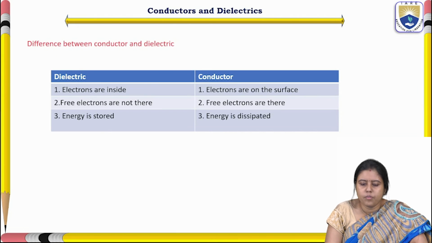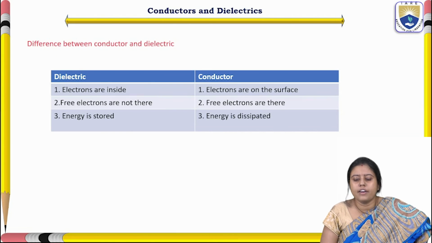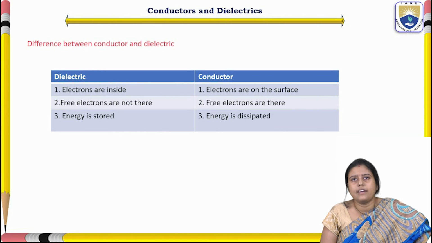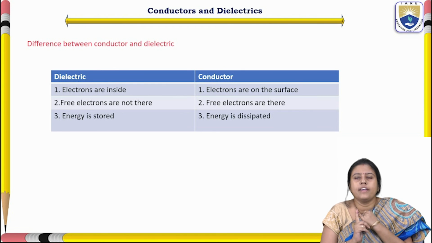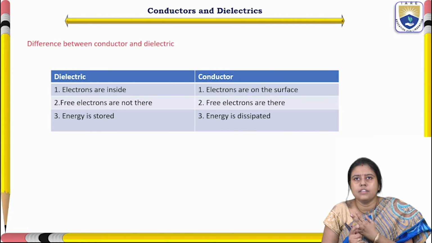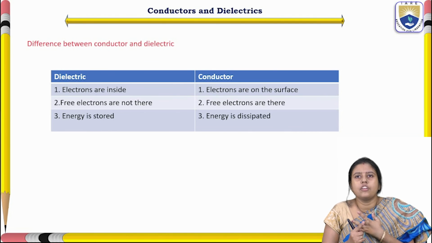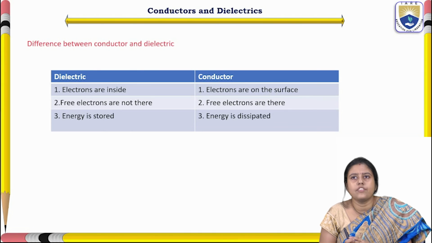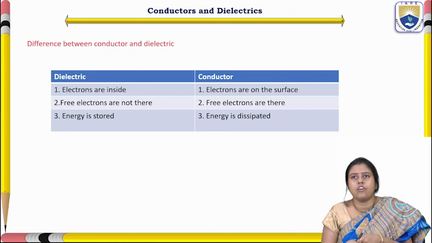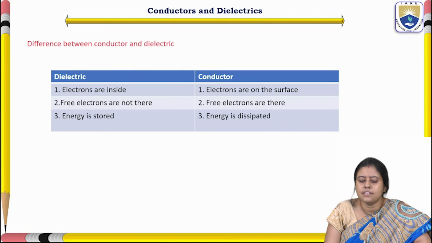So, what are the differences between conductors and dielectrics? In the dielectric, the charges lie inside, but in the conductor, the charges are on the surface. Free electrons are not there in the case of the dielectric. Free electrons are there in the case of the conductor. In the dielectric energy is stored, in the conductor energy is dissipated.